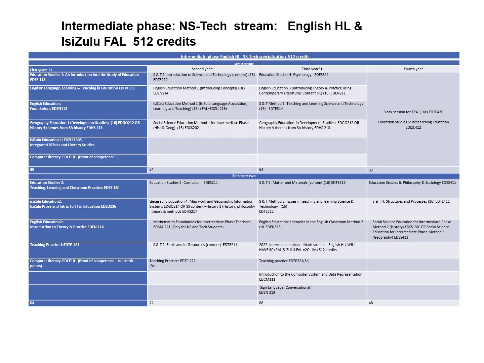Now, this grid provides information for the NS Tech student who opts for the English as a home language and isiZulu as FAL. It lists all the modules that you need to do from year 1 to year 4.